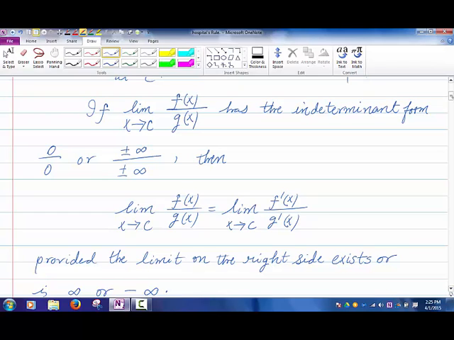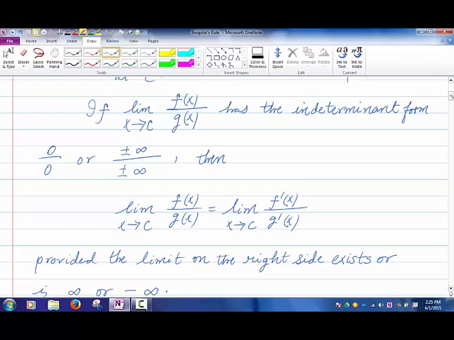Provided the limit on the right-hand side is a number or is infinity or negative infinity. Am I making sense? Provided that the limit on the right-hand side is known. Okay. Am I making sense? Well, one thing I want to say here. Notice what is done by L'Hopital's rule.